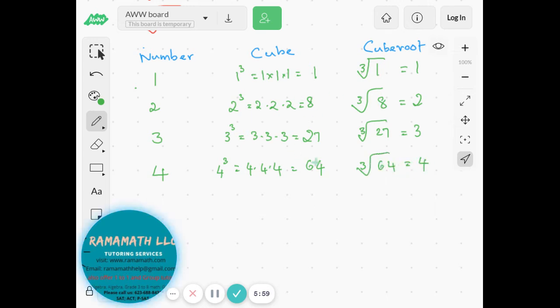Please memorize these numbers. I'm not looking at any calculator for this math because I memorized it. I know these, so in the same way, I want you to get familiar with these numbers too. And 5 cubed, 5 times 5 times 5. 5 times 5 is 25, times 5 is 125. And then the cube root of 125 is 5.